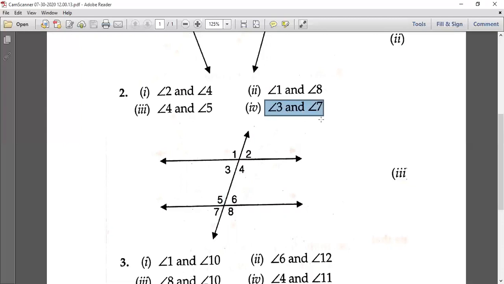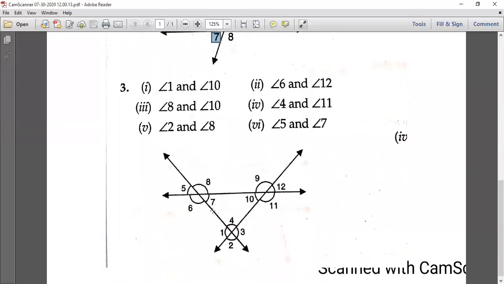Angle 3 and angle 7. As you can see from the position, they are lying on the same side of the transversal and below the pair of lines. Hence, these are corresponding angles.